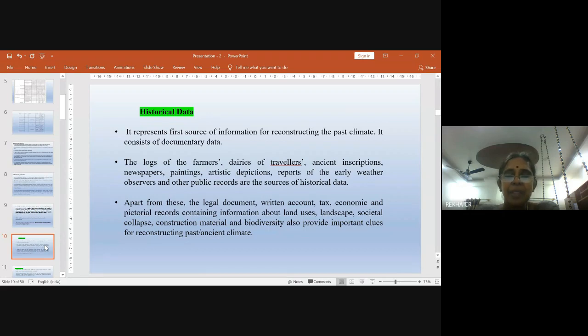Apart from this, legal documents, written accounts, tax, economic and pictorial records containing information about land use, landscape, societal collapse, construction material, and biodiversity also provide an important clue for reconstructing the past climate.